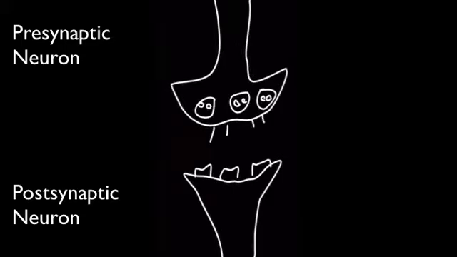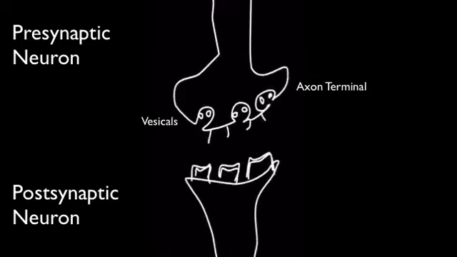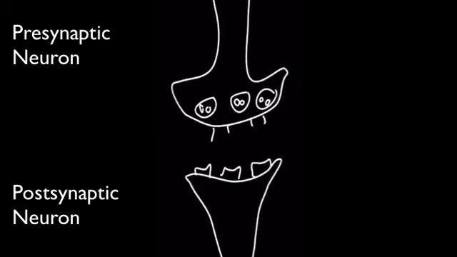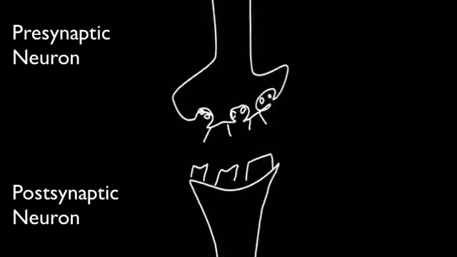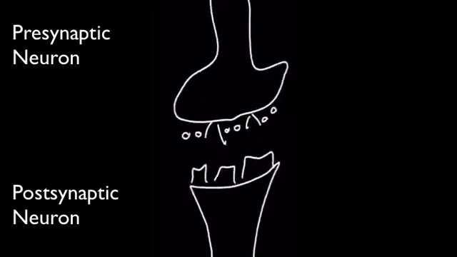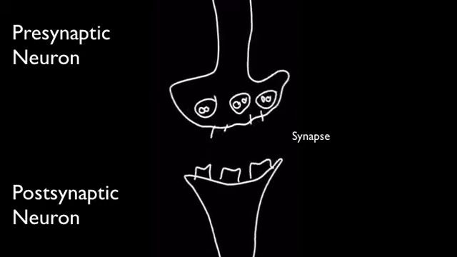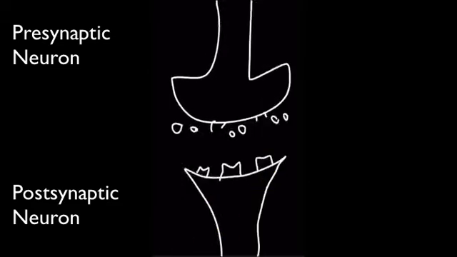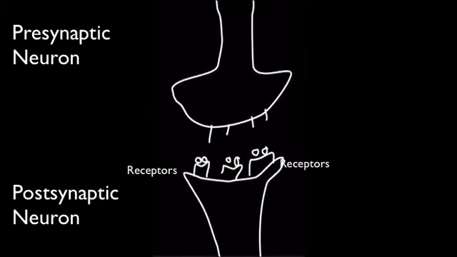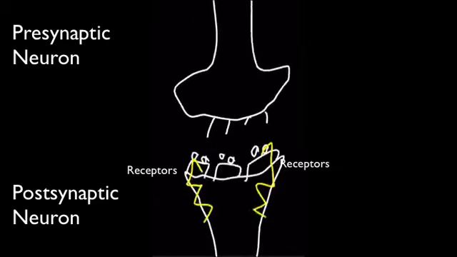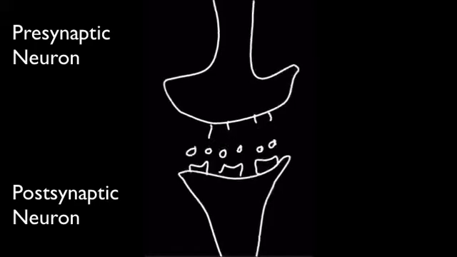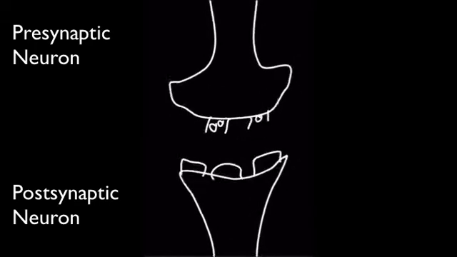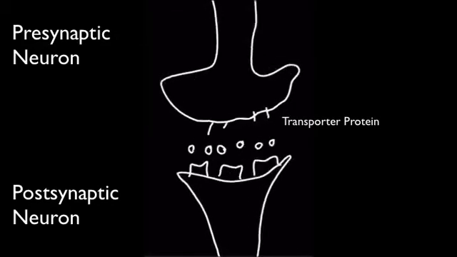Step 2. When it reaches the axon terminal, it compels vesicles containing molecules known as neurotransmitters to move towards the edge. As the membranes of the vesicles fuse with that of the neuron, the neurotransmitters are released into the synapse, which is just an empty space. The neurotransmitters bind to the receptors of the postsynaptic neuron, triggering another action potential. And finally, the neurotransmitters are then released. Some are degraded by enzymes, while others are returned to the presynaptic neuron with the help of transporter proteins.